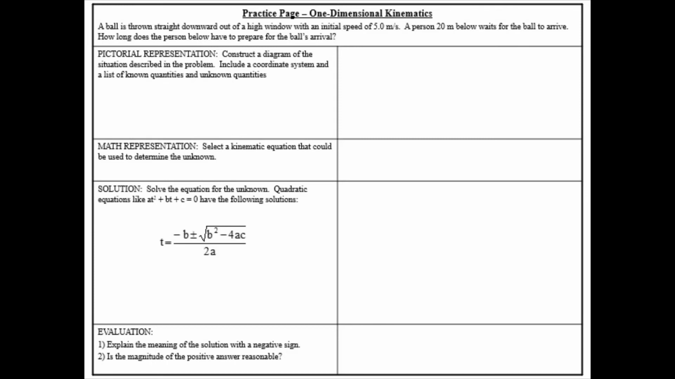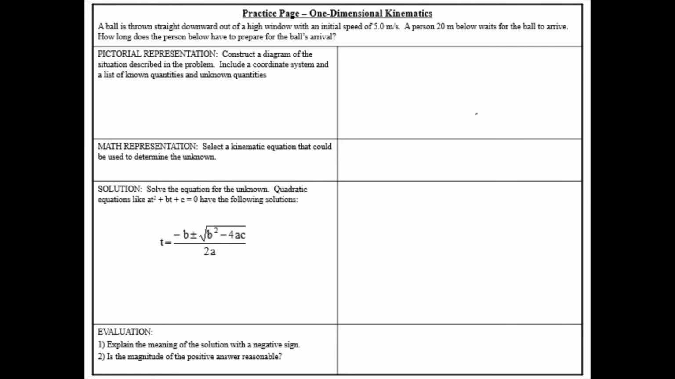It says a ball is thrown straight downward out of a high window with an initial speed of 5 meters per second. Remember, speeds can never be negative, right? Because the speed is just how fast something's going. Something can't be going at a negative speed. However, it could have a negative velocity, right? Negative velocity means the object's moving with a certain speed, but it's moving in the negative direction in our coordinate system, on our axis.